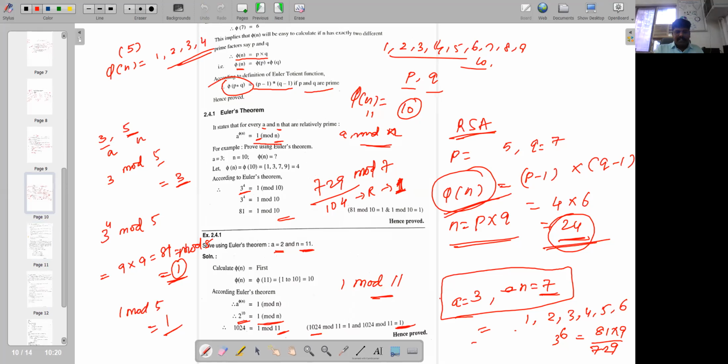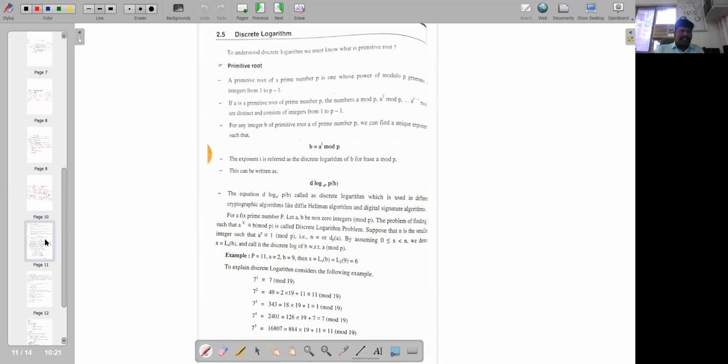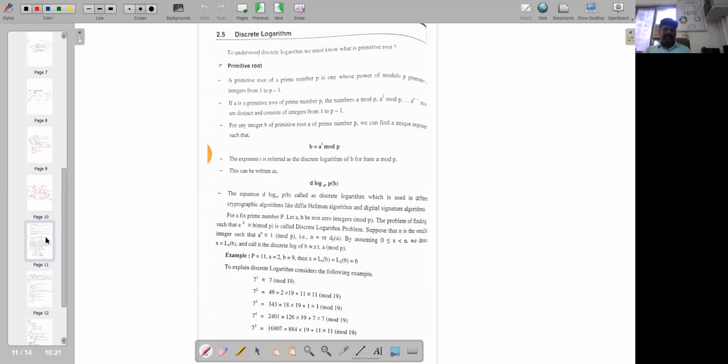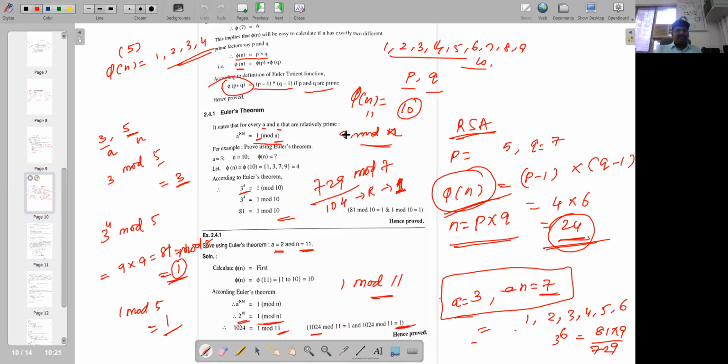So with this, we'll try to complete our today's session. There is one more algorithm left, which is based on the discrete logarithm, primitive root and Fermat theorem, so I can cover it in the next session. If you have any further queries regarding the concepts I have explained so far?